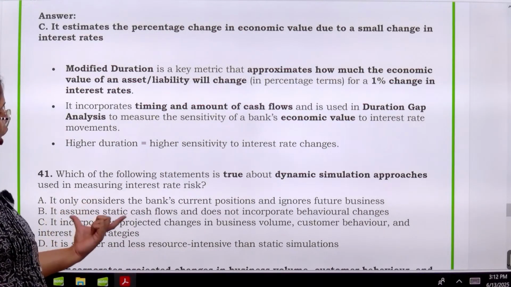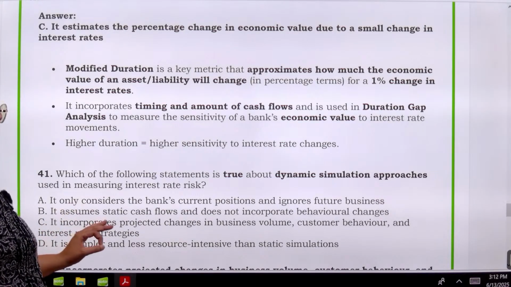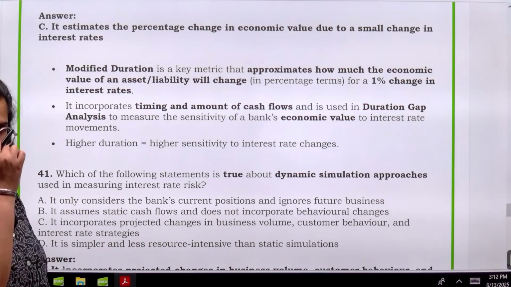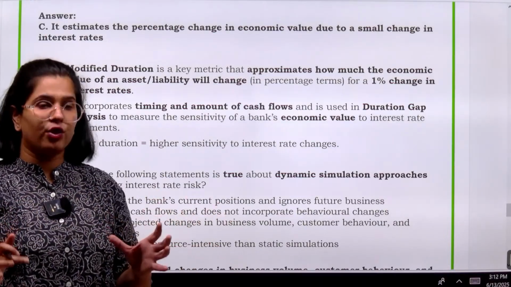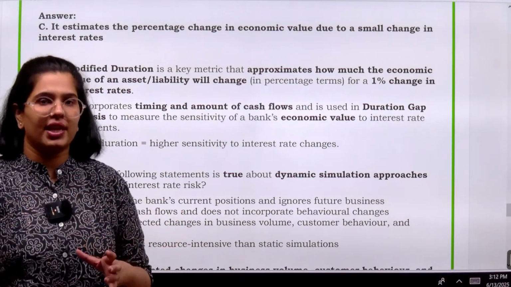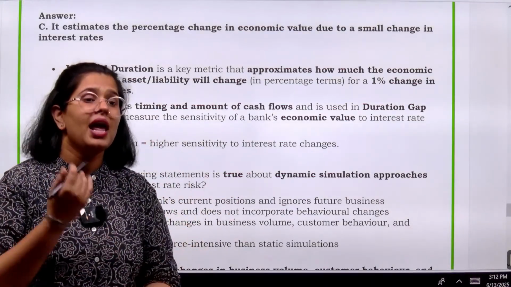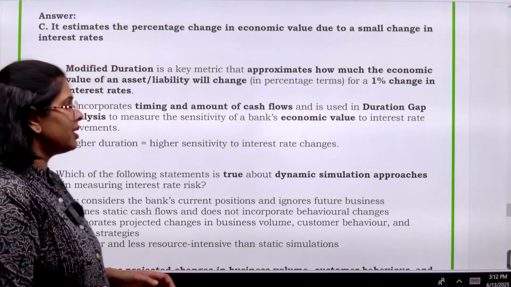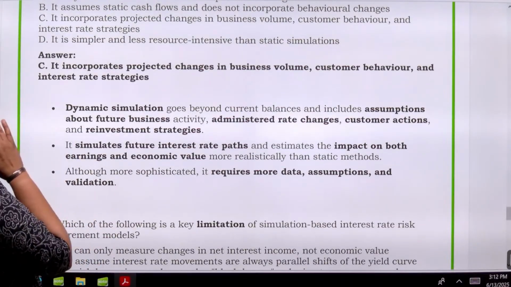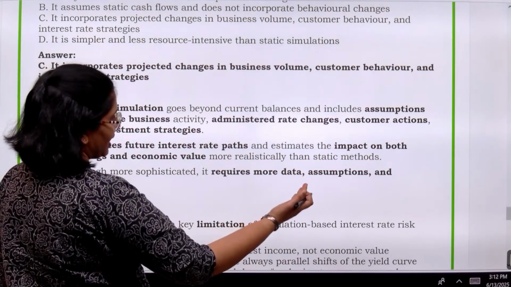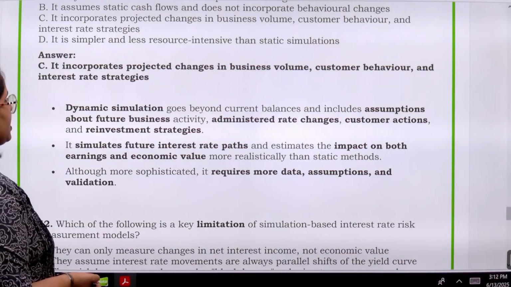Now which of the following is true about dynamic simulation approaches? So over here it incorporates projected changes in business volume, customer behavior and interest rate strategies. Basically simulation is a concept that tries to see what happens in different kinds of scenarios with changes in different variables. So it tries to simulate an environment, create an environment, and then see what result is going to come.